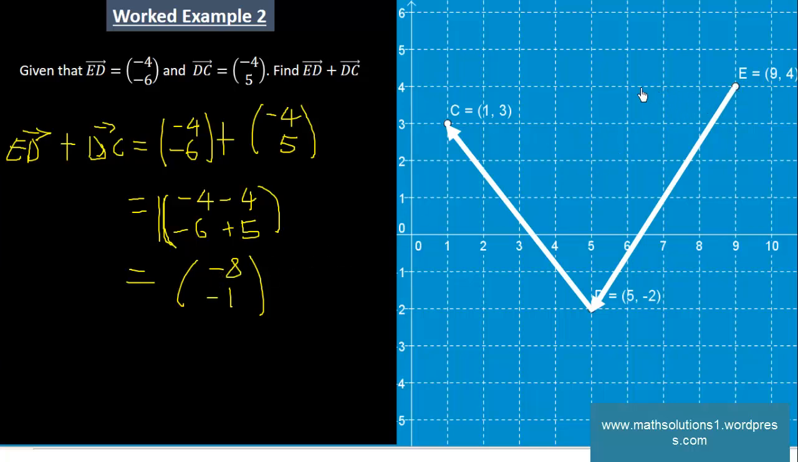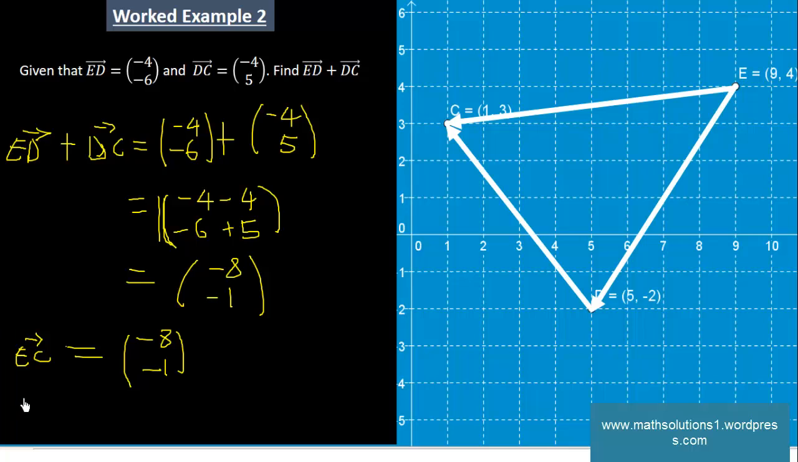So we have 1, 2, 3, 4, 5, 6, 7, 8. Then we move 1 unit in the -y direction. So we are here. Hence, this is our vector, vector EC. Vector EC also has components (-8, -1), meaning that vector EC is equal to the sum of vector ED and DC.